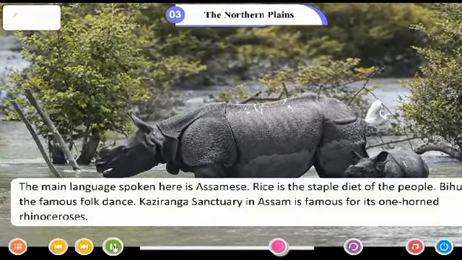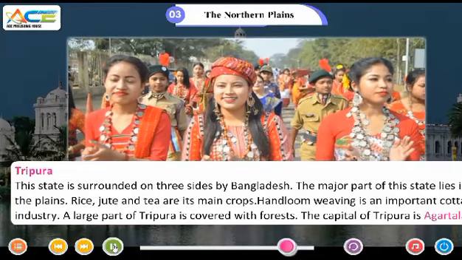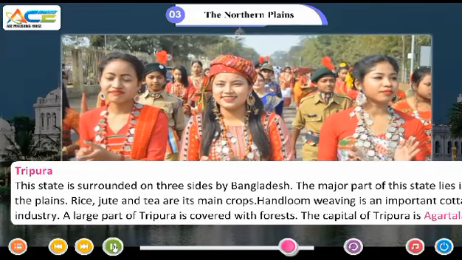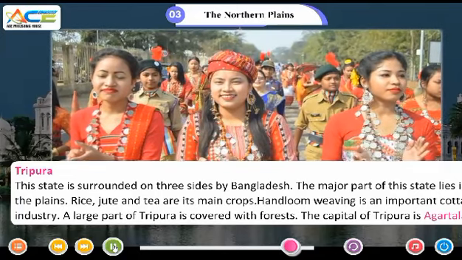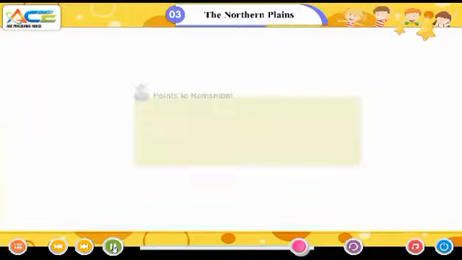Tripura. This state is surrounded on three sides by Bangladesh. The major part of this state lies in the plains. Rice, jute and tea are its main crops. Handloom weaving is an important cottage industry. A large part of Tripura is covered with forests. The capital of Tripura is Agartala.